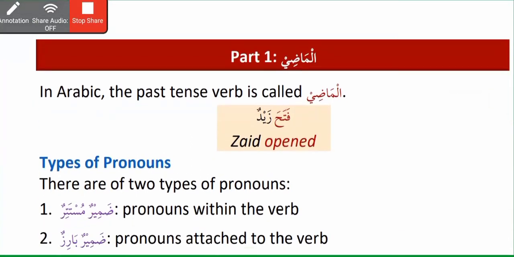So the first part is about al-madi. In Arabic, the past tense verb is called al-madi. For example, fataha zaidun. Zaid opened. So zaid is the fa'il for fataha, and fataha is the fa'il for zaid.